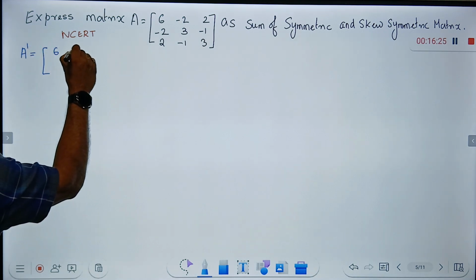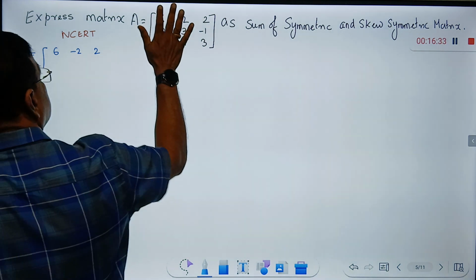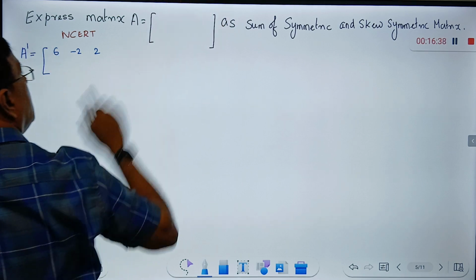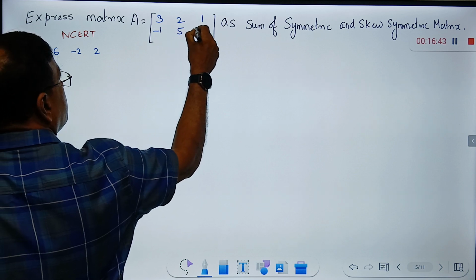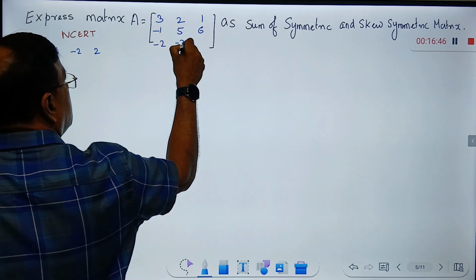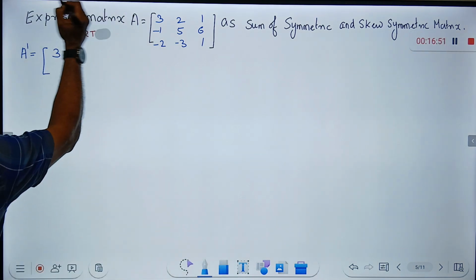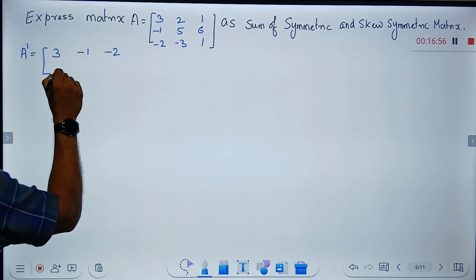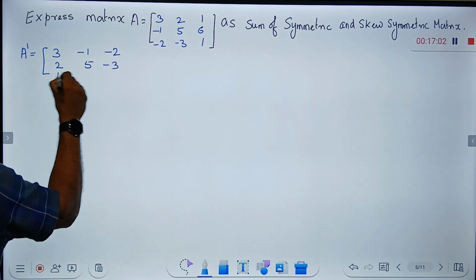6, minus 2, 2, correct? I think I should have taken some other example, because this itself is symmetric. Okay, I'll take some other example. I'm sorry. I'll take 3, 2, 1, minus 1, 5, 6, minus 2, minus 3, 1. I've taken some other example. So what is this? This is not NCERT, the numbers are different. 3, minus 1, minus 2, then 2, 5, minus 3, 1, 6, 1.